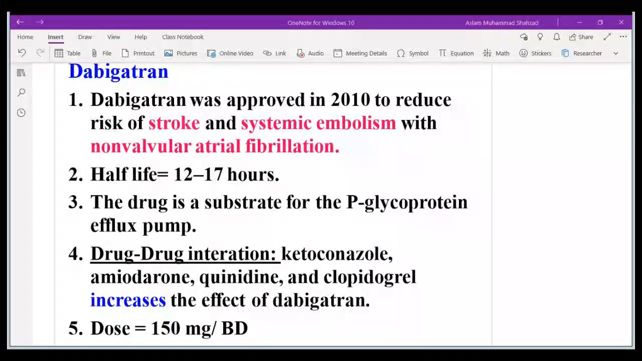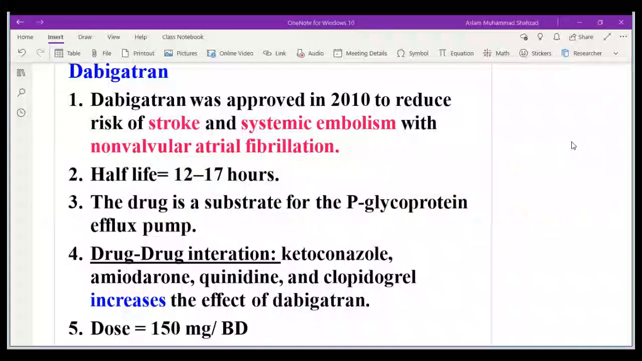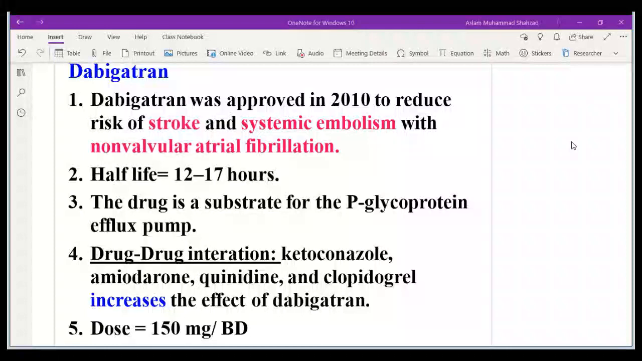It is an efflux transporter that sometimes acts by removing the drug from the cell, or removing the drug that is absorbed in the intestine. So it has a number of functions. And when we talk about dabigatran, dabigatran is present in the drug in an inactive form, and that inactive form is converted into active dabigatran.